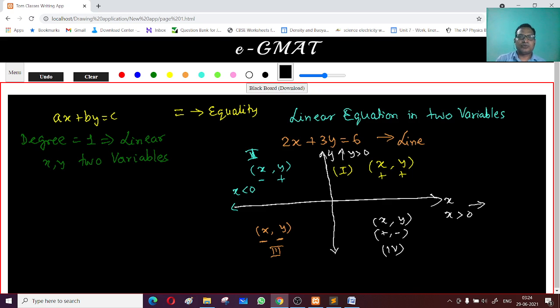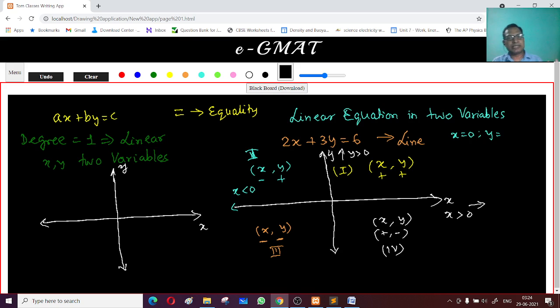Now let's try to look at this particular line which we are going to plot. If I draw another set of my coordinate plane, this is y and this is x. To plot this line, I have a simple trick. Once I put x equal to 0, I find the value of y. 2 into 0 is 0, and 3y is equal to 6, so y will be 2.